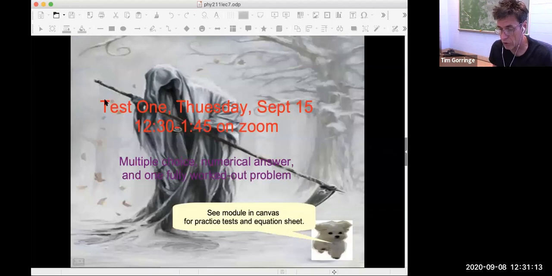I'll post towards the end of this week a practice Canvas test, so you'll get a better feeling for the format of the test. There are online old tests of mine and the formula sheet, so you might want to take a look at those too, but of course they were not Canvas tests.